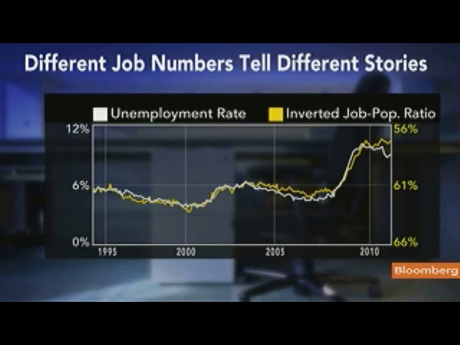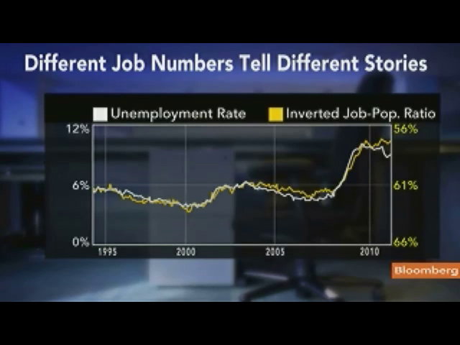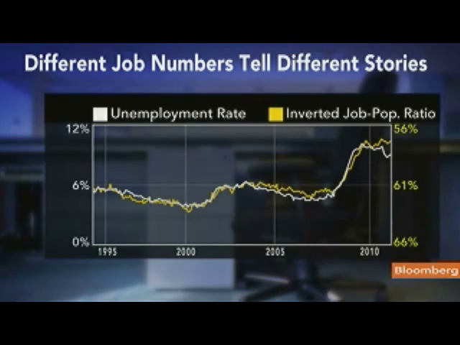So that white line is the unemployment rate, and your inverted job population ratio is that yellow. They're trending away from one another at the end of the chart. That tells me that the unemployment rate is not a real good barometer of what the real jobs picture is out there. When those two have separated, it tells me the unemployment rate is... Because they track pretty closely. Right. Very closely correlated here.